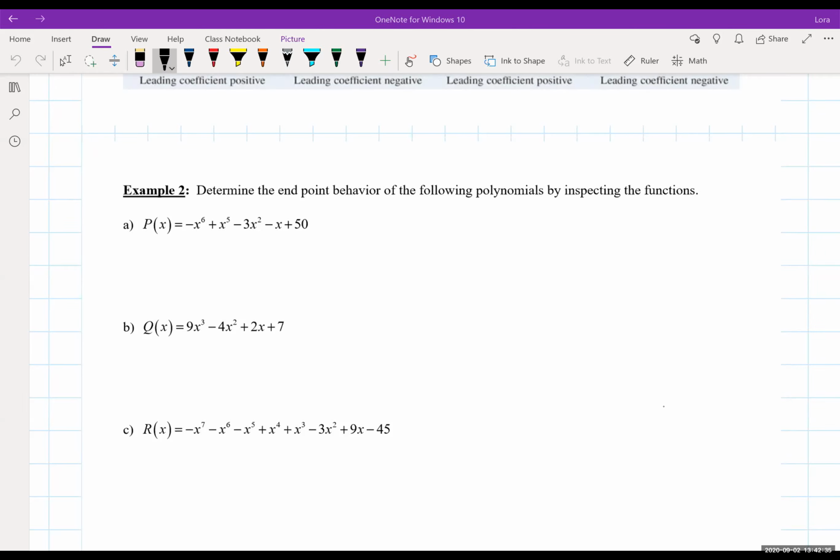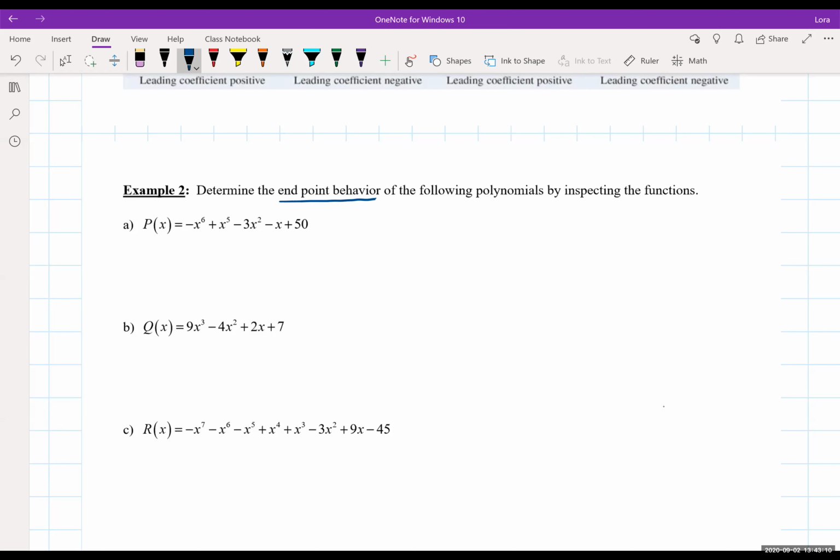Okay, let's take a look at how the degree helps us out with determining the endpoint behavior, or sometimes we call it the end behavior, of a polynomial. So starting off with p of x equals negative x to the sixth plus x to the fifth minus 3x squared minus x plus 50. If the only thing they're asking for is the endpoint behavior, what we want to first determine is the degree, and sometimes it also helps to identify the leading coefficient.